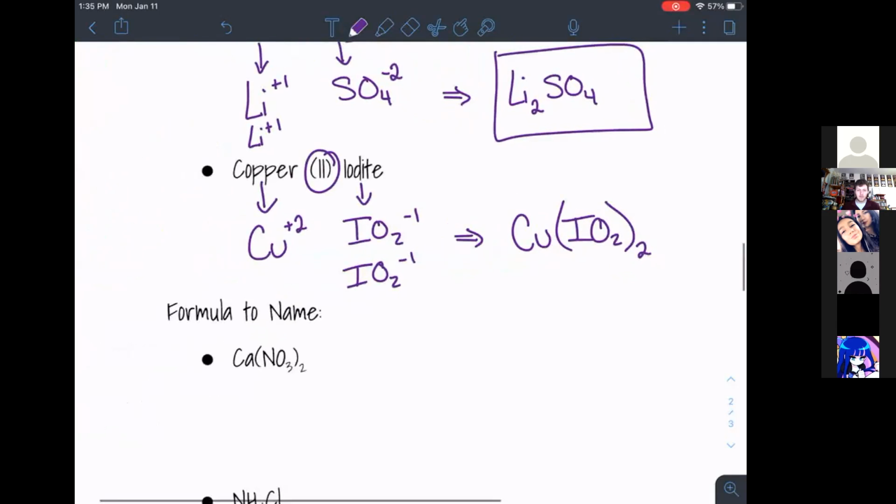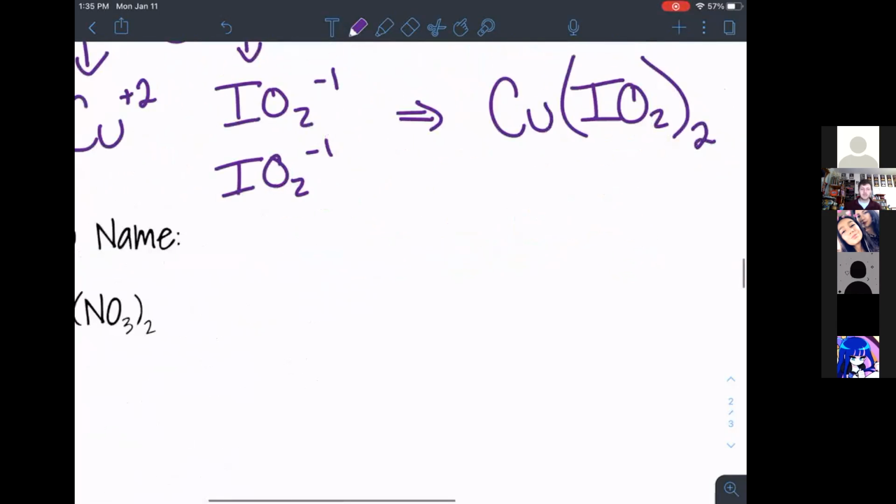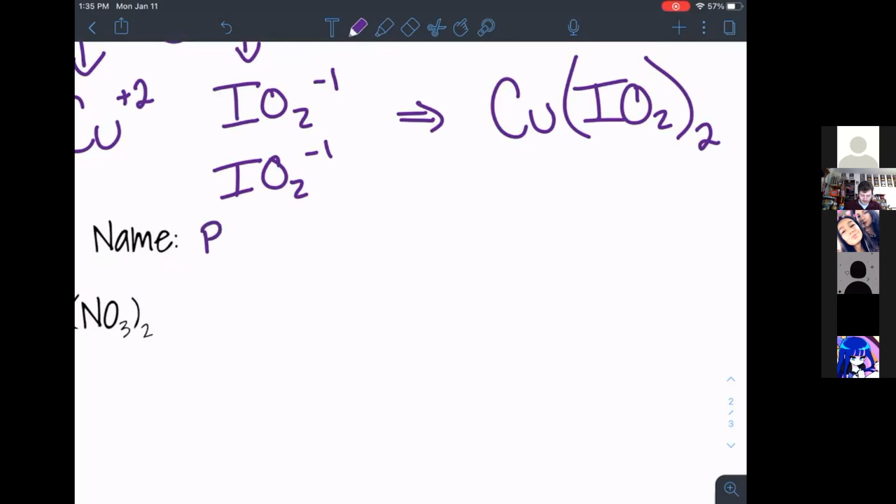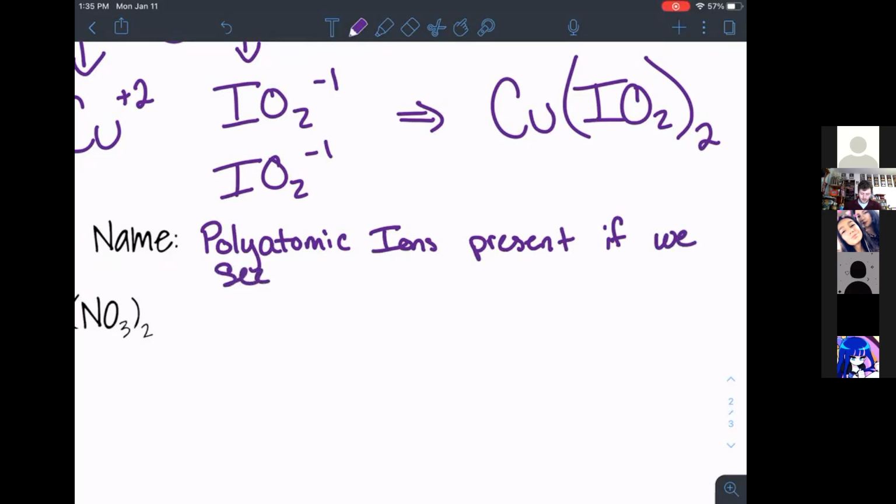All right, then the next one. Before we get into the next one, I do want to make a note that if polyatomics are present in our formula, we need to see 3 or more elements. So if you can only count 2 elements, there are no polyatomics present. If you count 3, 4, that means there are polyatomic ions present, and we need to figure out which ones are present.